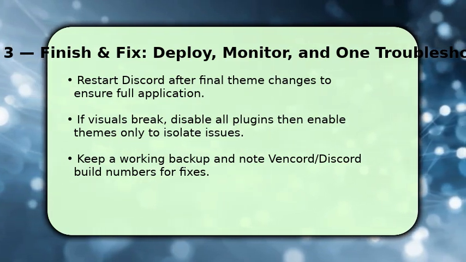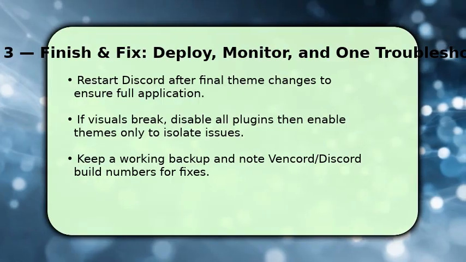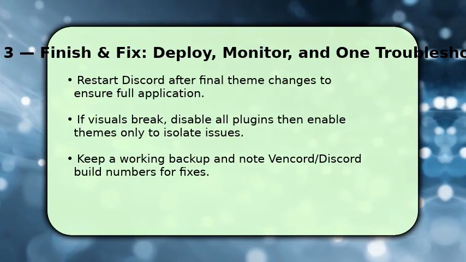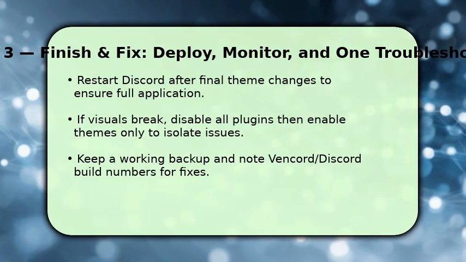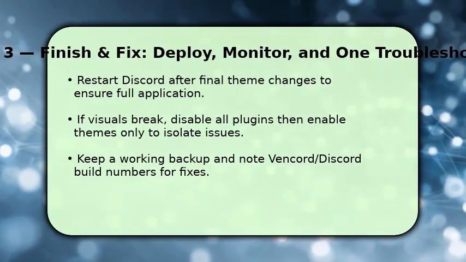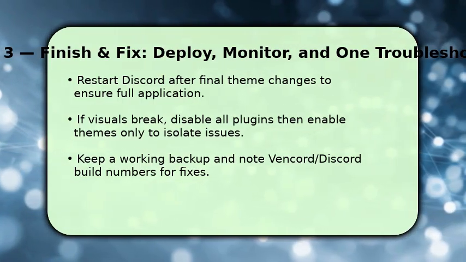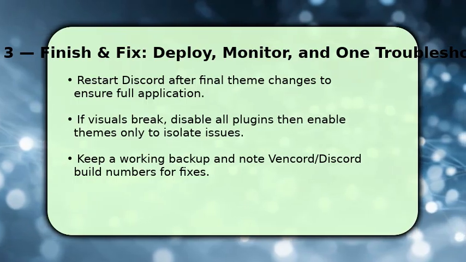If something breaks, disable all plugins and re-enable themes alone to isolate conflicts. This narrows the cause quickly. Make sure to keep the backup you created and record both Vencord and Discord build numbers. These details speed fixes or rollbacks.